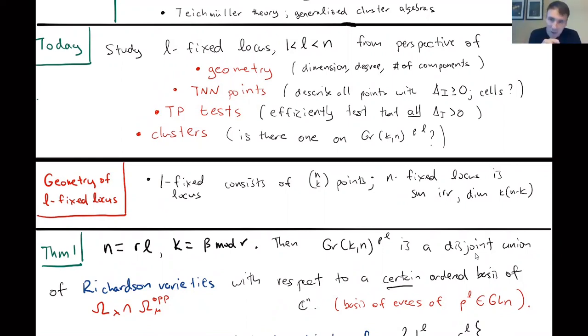So L equals 1 is some points. L equals n is the whole Grassmannian. L equal to some intermediate number will be some subvariety. Yeah, right. So really, you work in Z mod nZ. So L is in Z mod nZ.